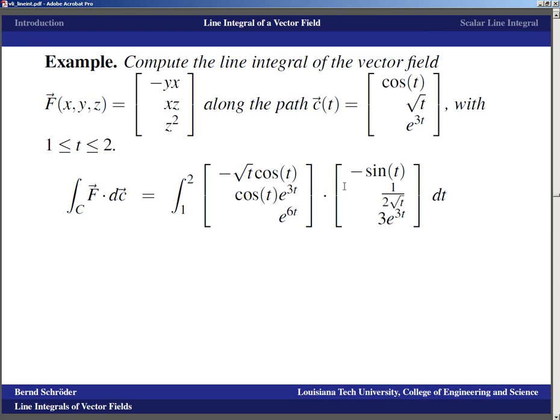Well, so now we just work out the dot product, so this is the integral from 0 to 1 of root t cosine t sine t (the two negative signs cancel, everything else is just worked out), plus cosine t e to the 3t times 1 over 2 root t, times 3 e to the 9t. Here's where we can do some simplification, dt.